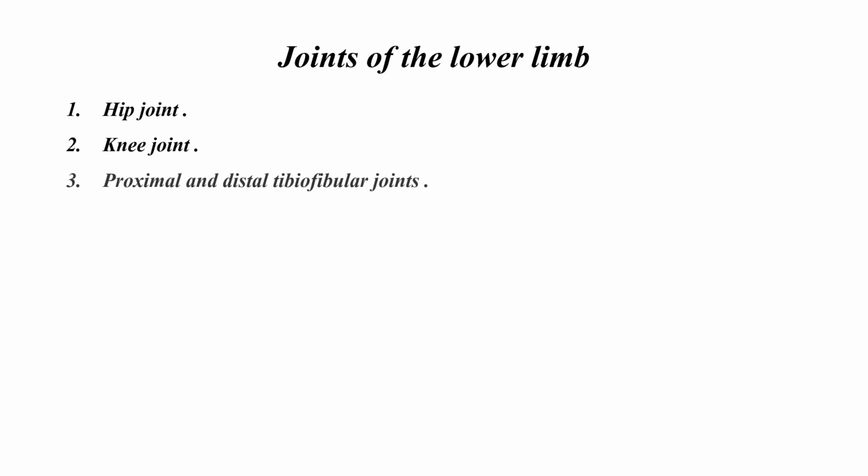Joints of the lower limb: the hip joint, knee joint, proximal and distal tibiofibular joints, ankle joint, and the foot joint.